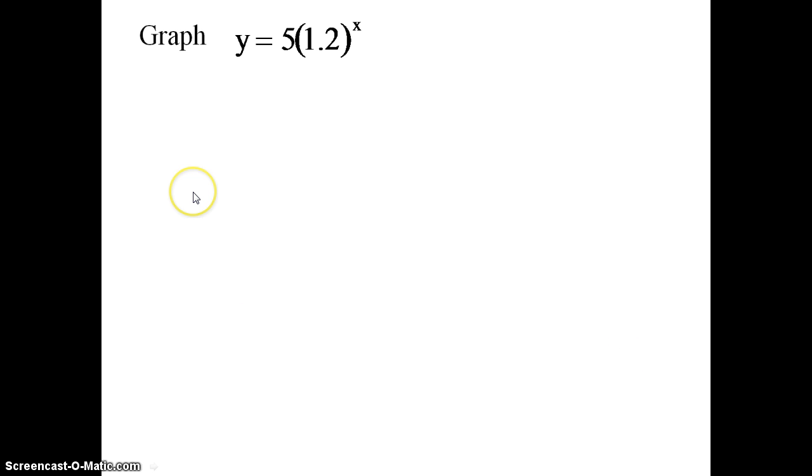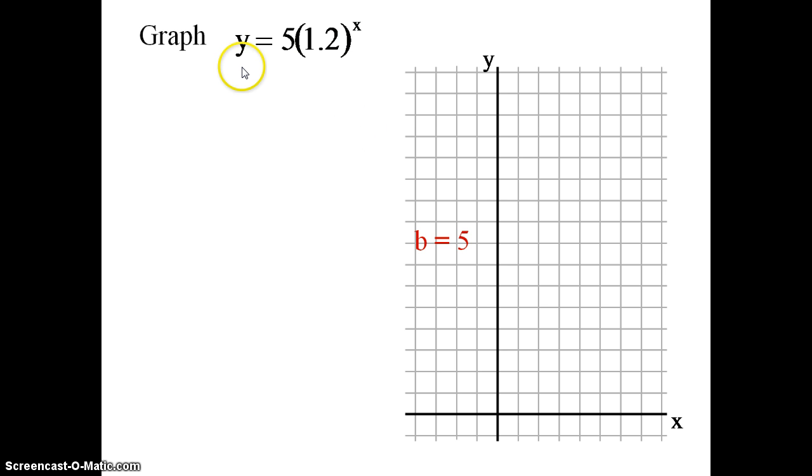So again, before we take a look at the graph and the table of this function, y equals 5 times 1.2 to the power of x, we're looking at a starting amount of 5, a growth factor of 1.2. So we know it's growing because it's greater than 1. It's not quite doubling. It's just a little bit larger than 1. So it's going to look like it starts off pretty slow and doesn't increase very rapidly. So again, we're going to fill in our table here. B equals 5 is our y-intercept.